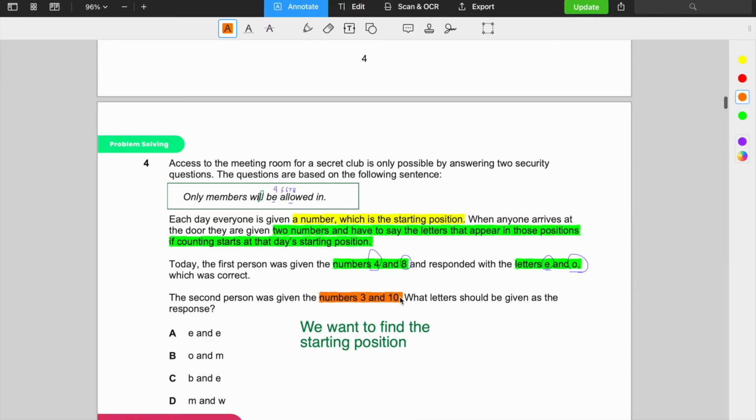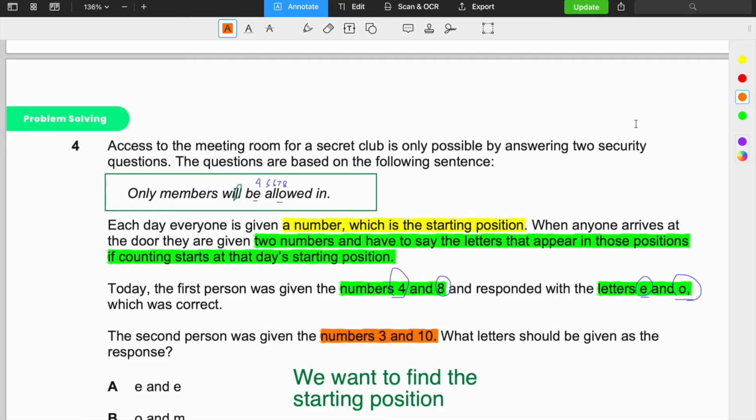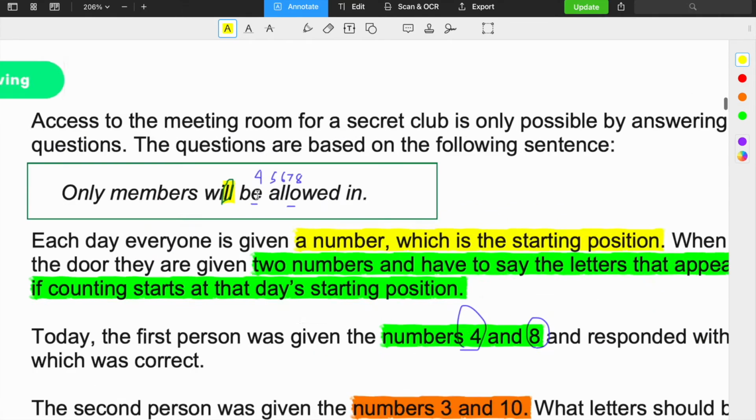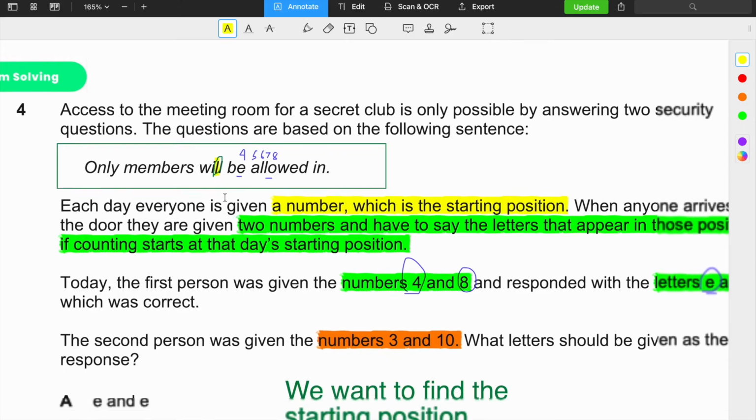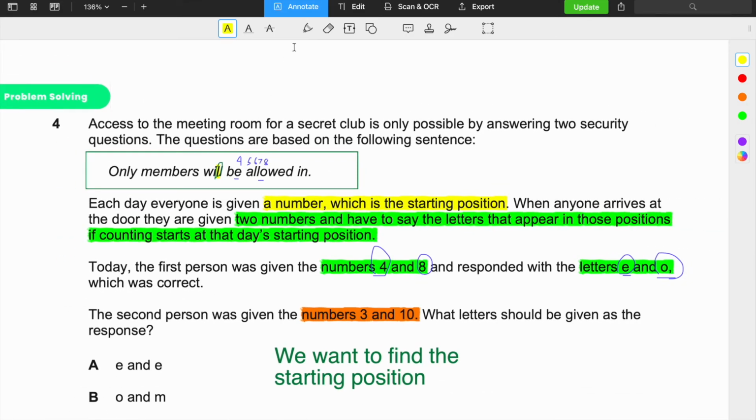So we know that the starting position is this L, which I'll highlight here. The first L. Sorry, I botched it. This L. So that's the starting position. So what letters should be given at the response?